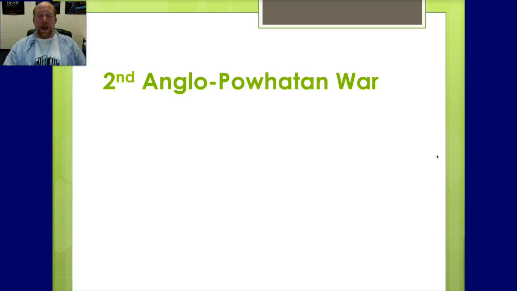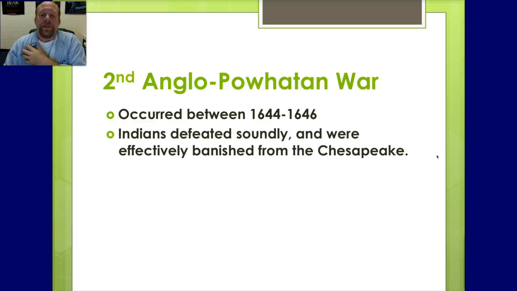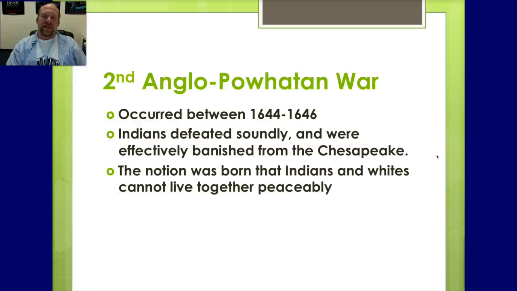And then the second Anglo-Powhatan War, that was between 1644 and 1646, about 20 years later. There's still that tension between the whites and the Native Americans because they took their land, right? So the Indians were completely waxed. Very much banished from the Chesapeake Bay area because the English really fought them back this time. There was this notion that Indians and whites can never live together. Dogs and cats can't live together. So they were always a combatant, always an enemy.